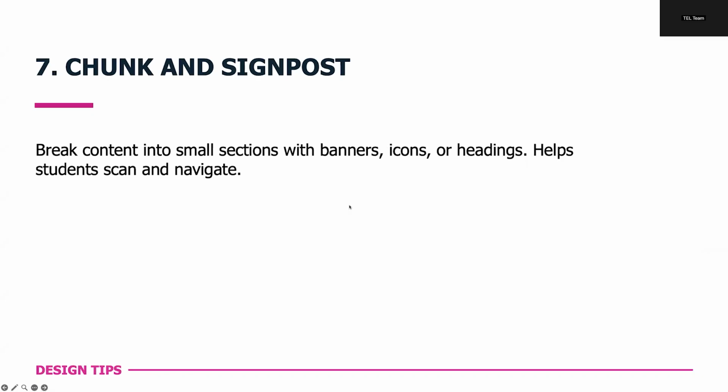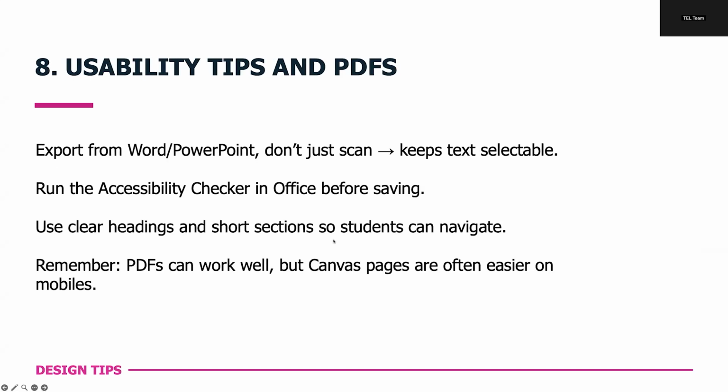Chunking and signposting, breaking content into smaller sections, looking at banners, icons, and headings. This all helps the student scan and navigate through content. So again, that's just looking at how you break up your content on screen. You can use white space to do so, but you can also use different visual mechanisms like banners, icons and headings.